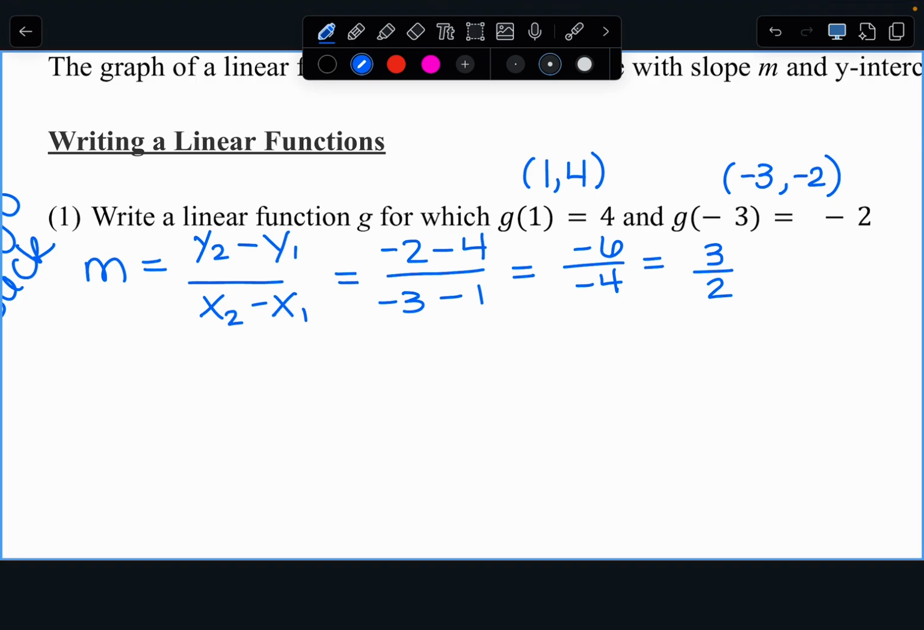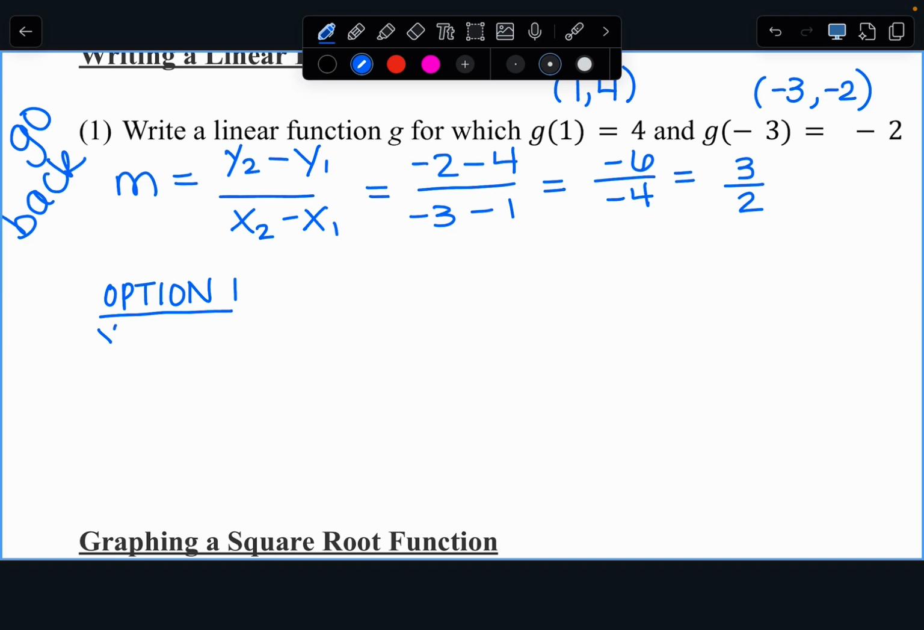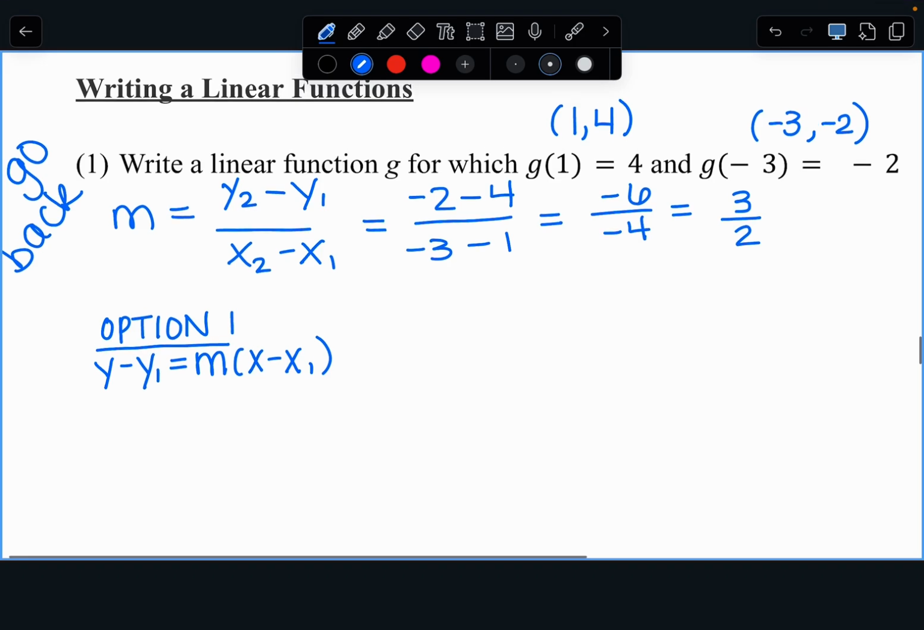Now that we have a slope and some points, we can actually plug into point slope. I'm going to show you 2 different ways that you can plug into an equation. Option 1. y minus y1 equals m times x minus x1. This is point slope. Which point would you like to use? (1, 4) or (-3, -2)? It doesn't matter. I also would have gone with (1, 4), so we don't have to deal with negatives.